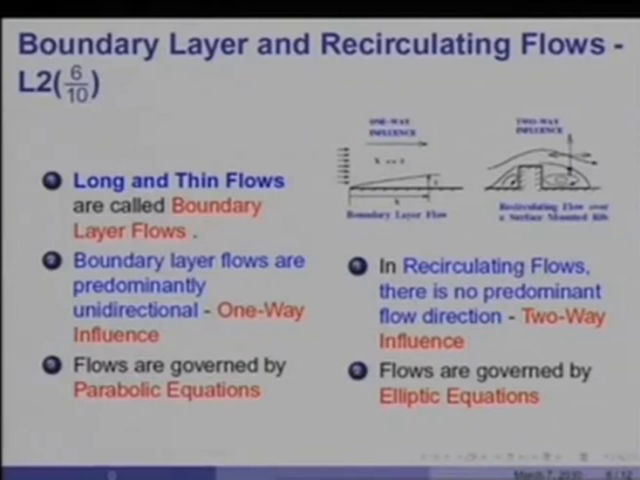As we go along, we shall note that during mathematical treatment, boundary layer flows, because of their one-way influence, are governed by parabolic partial differential equations, whereas recirculating flows are governed by elliptic partial differential equations. By and large, it would be fair to say that it is extremely difficult to obtain exact analytical solutions to elliptic equations, whereas at least some progress can be made in obtaining analytical solutions to parabolic equations. Therefore, we would largely concentrate on situations that are governed by parabolic equations.